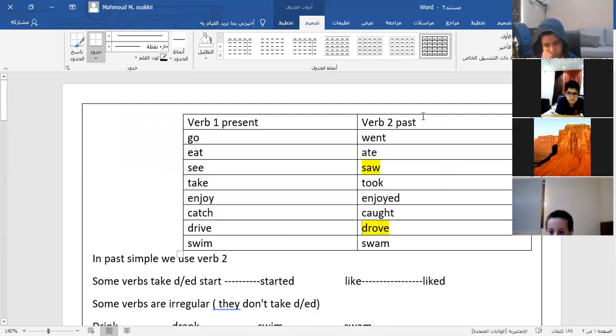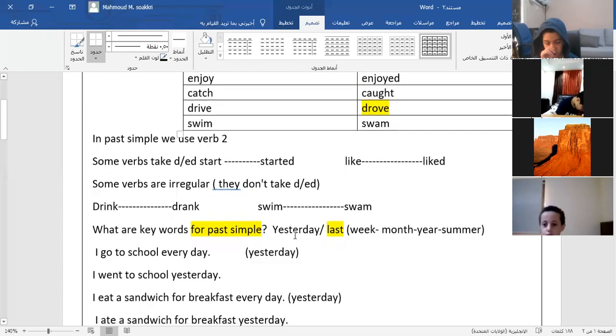This is verb two, right? Here are verbs two. What is the verb one from drove? Yes, drive. The verb one is drive.